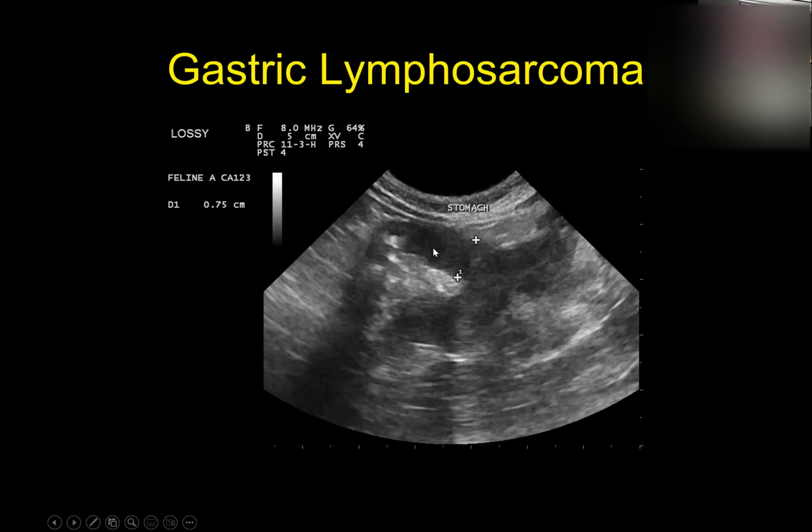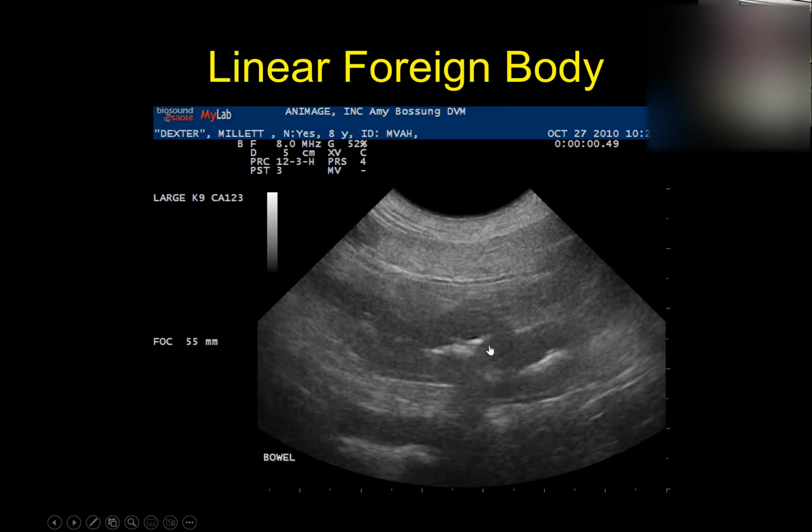This is the same thing. This is part of the stomach. So that's a little bit of ingested gas in the stomach, but a super thick stomach wall, measuring up to 8 millimeters in thickness, and a complete lack of layering definition. So something aggressive is living in that stomach wall. And again, in that case, it was lymphoma. This is another linear foreign body, but the bowel wall also looks thickened in that area too. So he's probably got two problems going on.